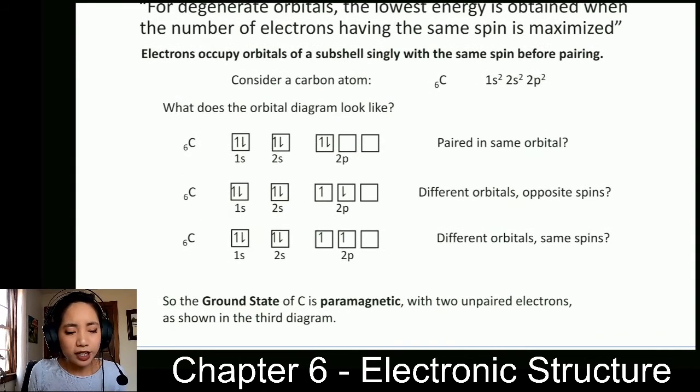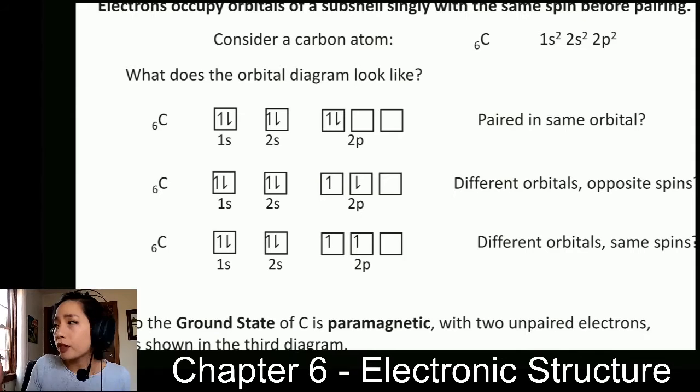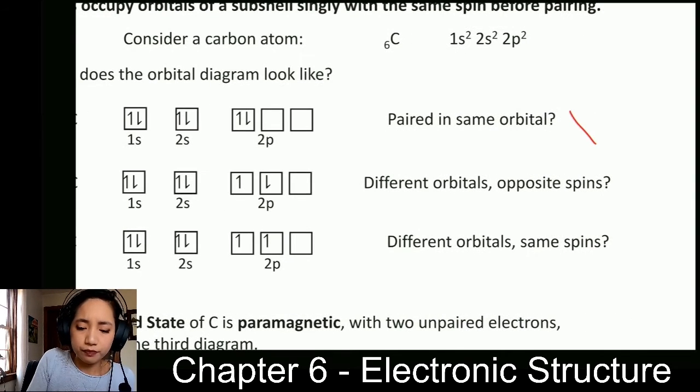So let's look at an example, carbon, and what I mean by filling up these subshells singly before we pair up. Carbon only has one more electron than boron. So it has the same electron configuration, except at the very end, it's 2p2, 2 electrons within our p subshell. So we need to place 2 electrons in our p subshell. How are we going to do it? In this first example, we pair up the electrons in that first orbital. We don't want to do that.